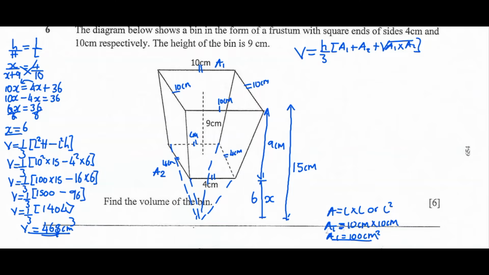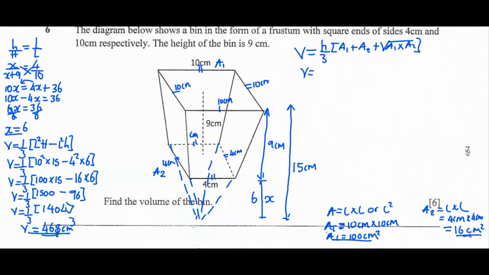Now let's also solve for area 2. Area 2 is also a square, so it's L times L. This time our length is 4 centimeters times 4 centimeters. So 4 times 4 is 16 centimeters squared. Then let's do the substitution.